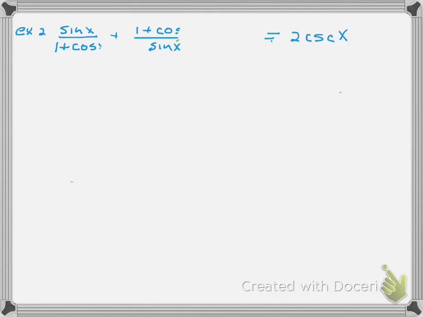The next one, starting again just with the left-hand side to see what I'm aiming for, I can rewrite 2 times the cosecant of x as 2 times 1 over the sine, so that's 2 over the sine. That's what I'm aiming for. When I get to 2 over the sine, then I'm where I need to be.